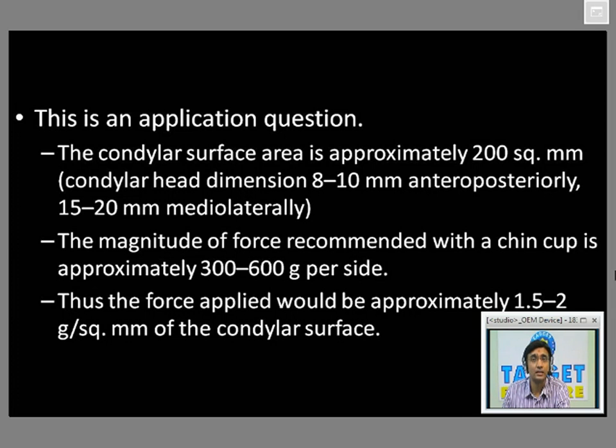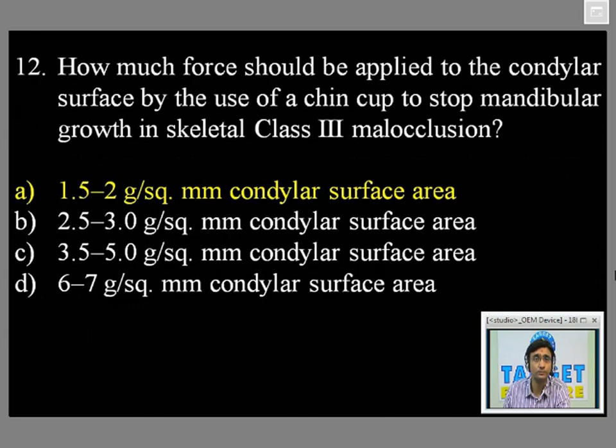So by dividing the 300 to 600 grams per side by the 200 square millimeter, the force applied would be 1.5 to 2 grams per square millimeter. That is 300 to 600 divided by 200. If you divide 300 by 200, it comes out to be 1.5. So the option is 1.5 to 2 gram per square millimeter of the condylar surface.